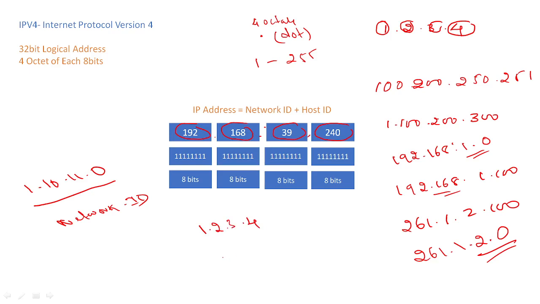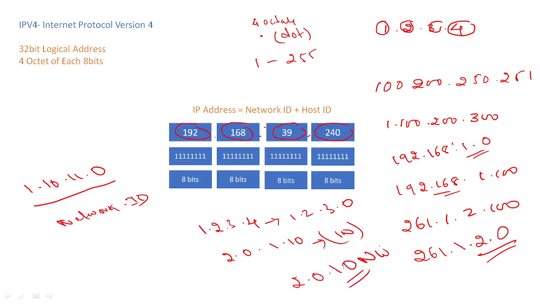Correct? Now tell me the network ID. 1.2.3.0. Correct. Next, 2.0.1.10. For this one? It's invalid. Okay. Then, 2 dot 0 dot 1 dot 0. Exactly. I think your understanding is good.